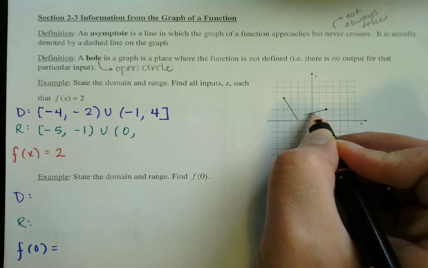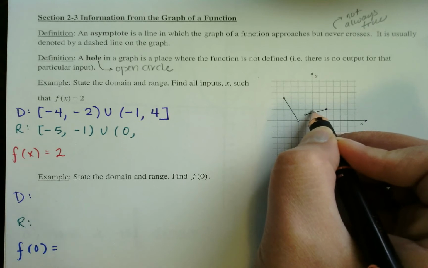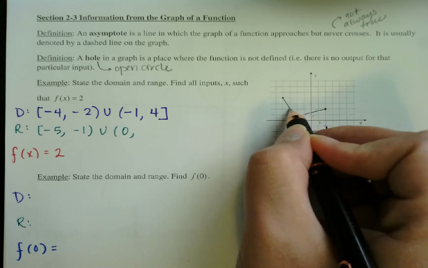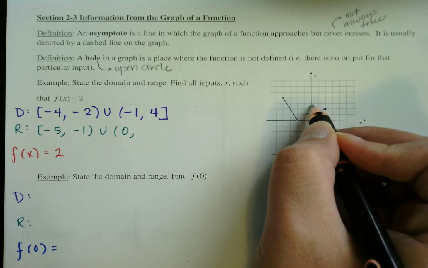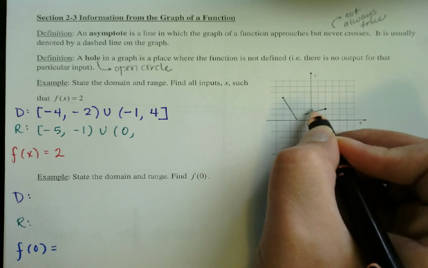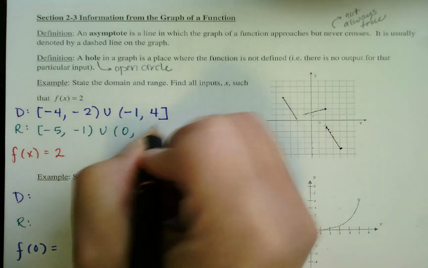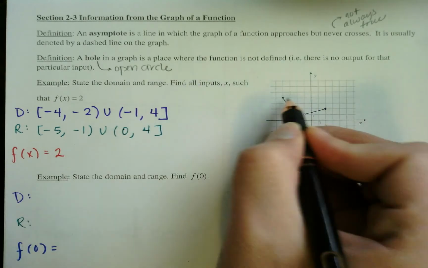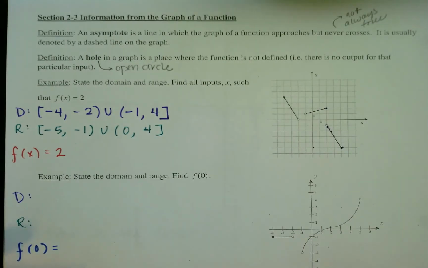Y is 1.2, 1.5. Look at y is 2. You got that point and that point, so you're safe. You only need one. So you go up to y is 1, 2, 3, 4. So your graph stops at 4, and it's closed.